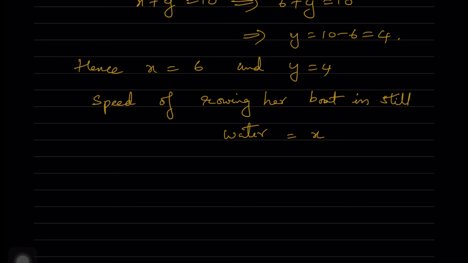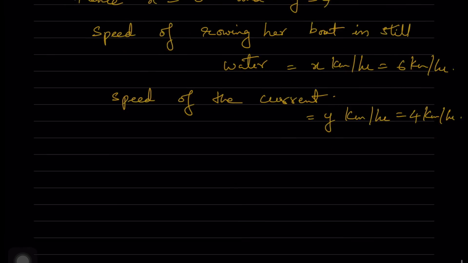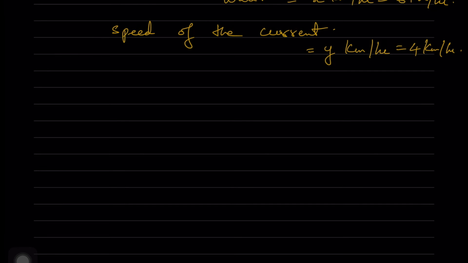Whenever we are going upstream, it is against the current, so x minus y will become the speed of the boat, and downstream it becomes x plus y, because the water will be flowing along with it, nothing is against it when it's coming downstream. So therefore we will get it as x plus y kilometers per hour. Taking that into consideration, you can do that problem.